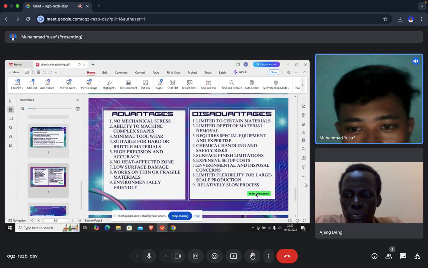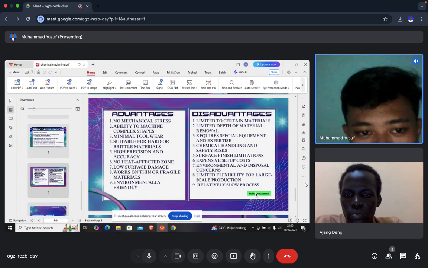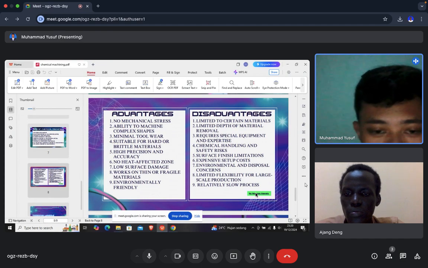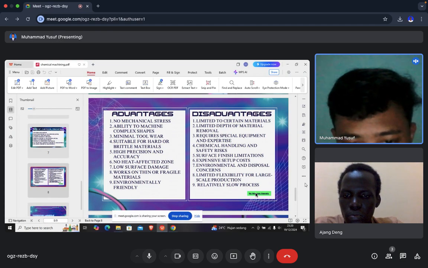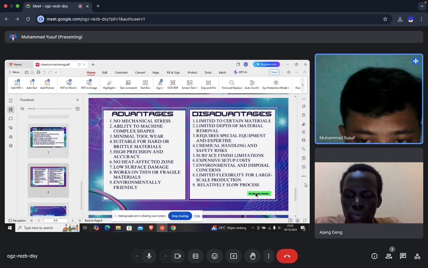And then these are the advantages and disadvantages of chemical machining. The advantages: first is no mechanical stress. Second is ability to machine complex shapes. Next is minimal tool wear, and then suitable for hard or brittle materials. And then high precision and accuracy, no heat affected zone, low surface damage, works on thin or fragile materials. The last is environmentally friendly.